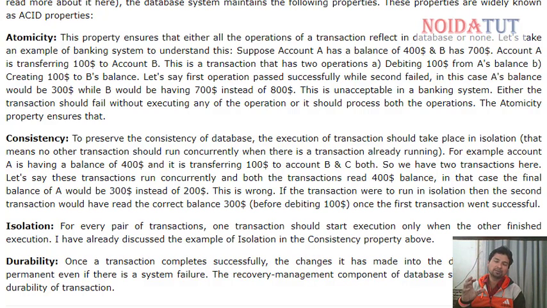This is unacceptable in banking system. Either the transaction should fail without executing any of the operations, or it should process both the operations. The atomicity property ensures that either all the operations of a transaction reflect in the database or none.